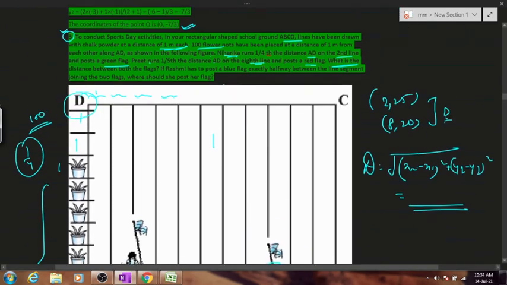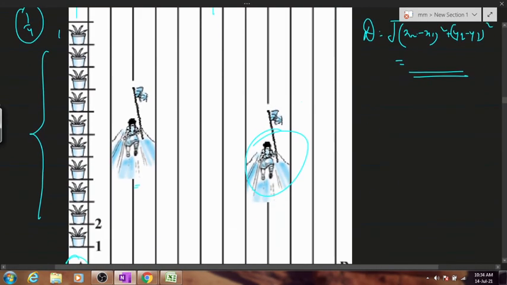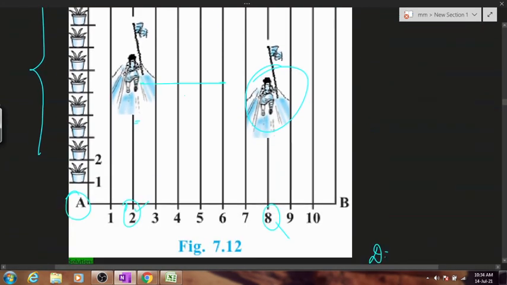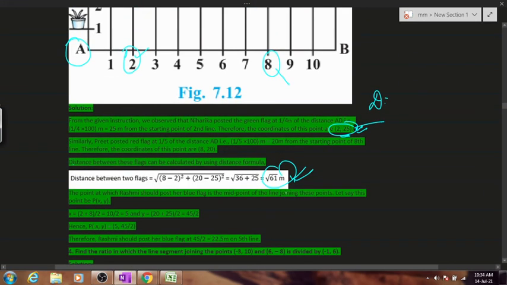Now, the second part of the question. If Rashmi has to post a blue flag exactly halfway between the line segment joining the flags, another interesting part, she has to post a blue flag exactly at the midpoint, right? So, do you know the formula for the midpoint? It is (x1 plus x2) by 2 and (y1 plus y2) by 2, merely finding the mean between the 2 points, right? The 2 points are this and this. Can you find the midpoint?